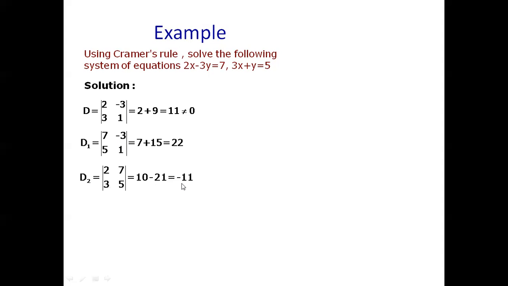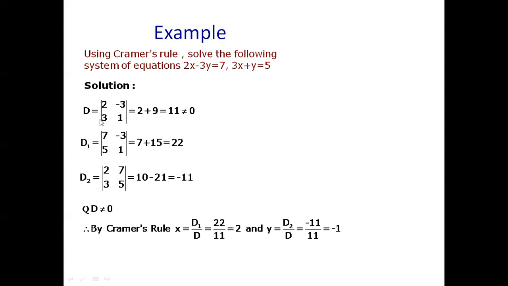Then what? What is x? X is nothing but D1 upon D. And what is y? Y is nothing but D2 upon D. Look here. So what is D1? 22 upon 11 is equal to what? 2. And what? Y is nothing but what? D2 upon D, which is equal to minus 11 upon 11. That is nothing but minus 1.